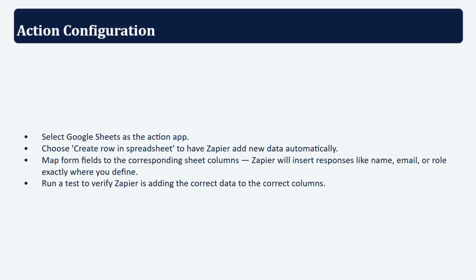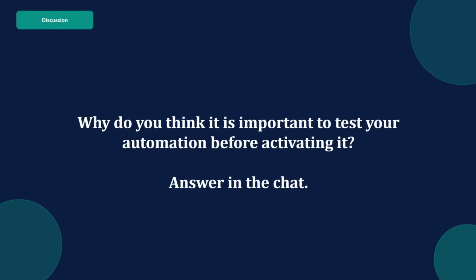Now, run a test. I know I said run a test for each slide, but it's important because you have to make sure it works properly. Why do you think it's important to test your automation before activating it?